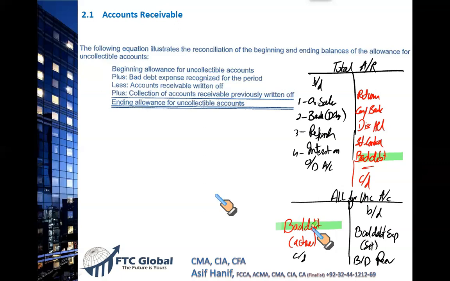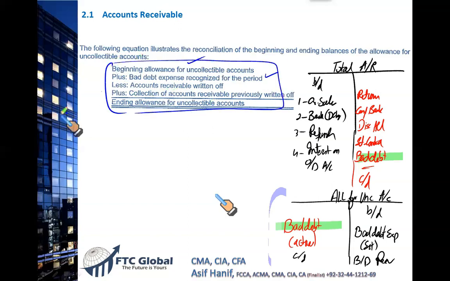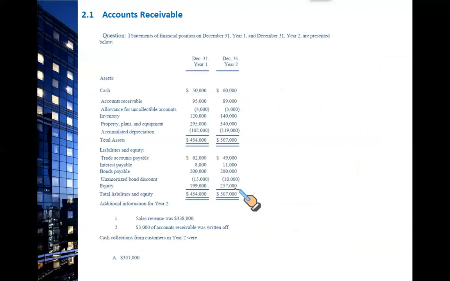Now, this is totally your choice if you want to use this format of allowance, or perhaps you would like to follow this. They are absolutely the same. One is written in the T form, the other is given in the statement form. Beginning balance plus bad debt expense recognized during the period, less account receivables written off, plus any collection of previously written off, you get the closing balance. You want to use this format, your choice. Or you want to use this T-account format, your choice. You can find out the unknown amounts through this format. Let us apply these formats in some actual questions to see how it works.